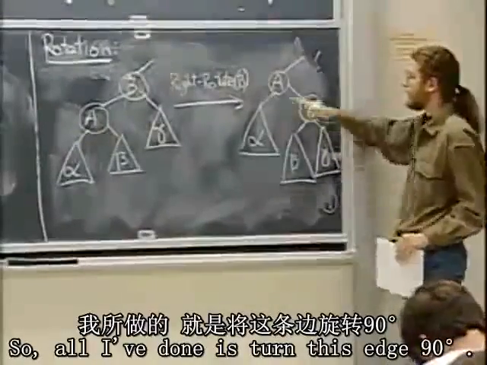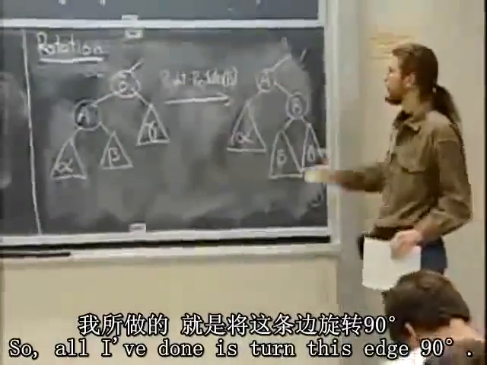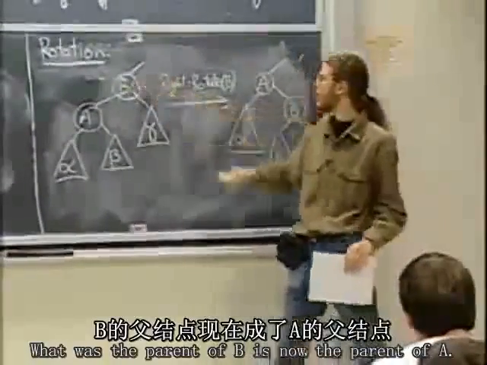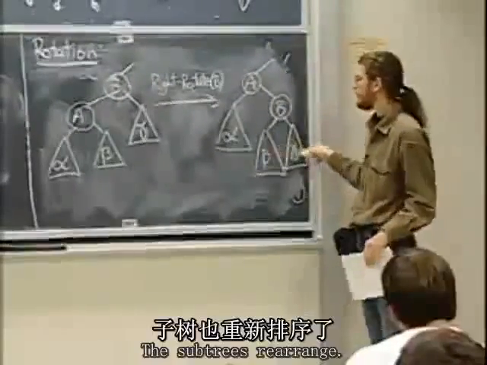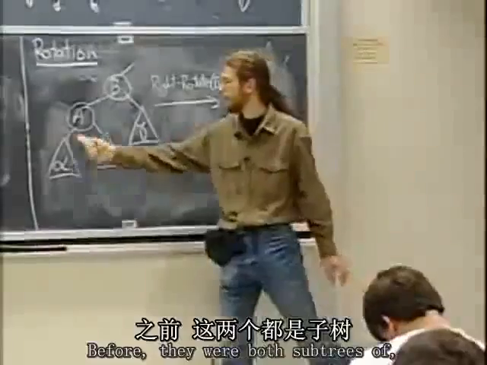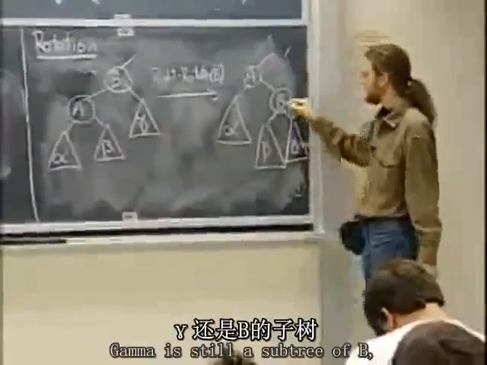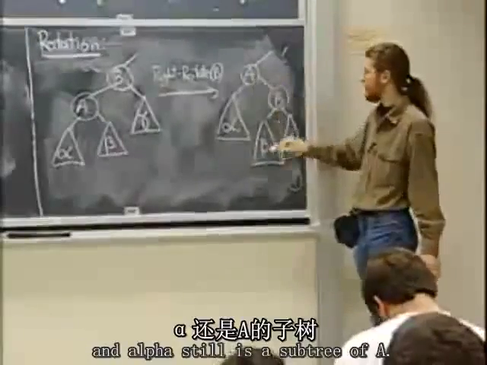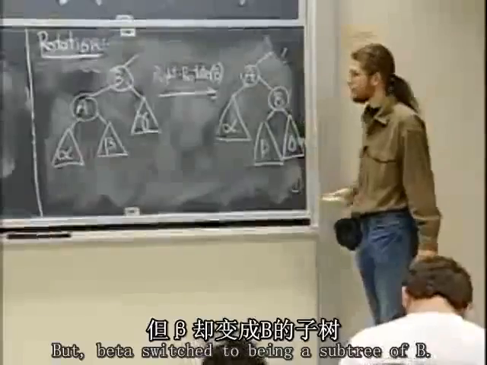So all I've done is turn this edge 90 degrees. What was the parent of B is now the parent of A. A is now the new parent of B. The subtrees rearranged. Before, these two were subtrees of A, and gamma was a subtree of B. Gamma is still a subtree of B, and alpha is still a subtree of A, but beta switched to being a subtree of B.